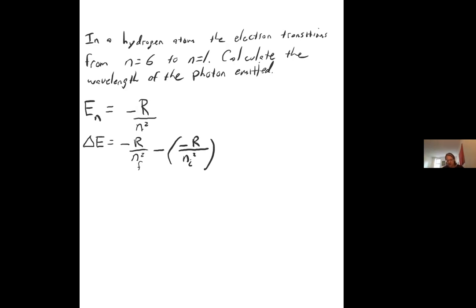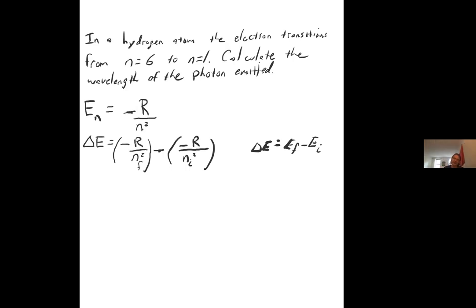So let me actually just go ahead and put these in parentheses. So there's a lot of negatives in here, right? The negatives are in there because there's a negative in the formula, right? This formula has a negative. But this other negative, this one in between here, is there because delta E is E final minus E initial.